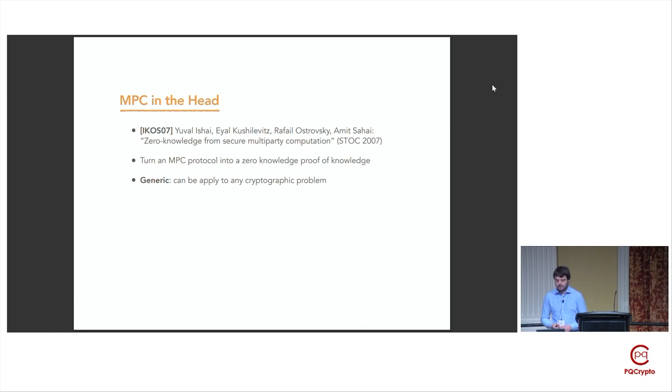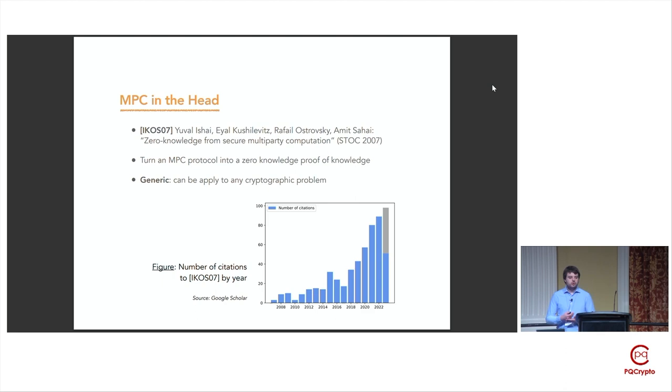As I said, the MPC in the Head framework is a technique to build such a zero knowledge proof. It had been introduced in the article of Ishai et al. in 2007. And it enabled us to turn an MPC protocol into a zero knowledge proof. And it has the nice property of being very generic. We can apply this transformation for any one-way function. For a long time, almost one decade, there was no practical instance of this framework. It was considered a theoretical result. But since around 2016-17, the framework has become more and more popular, and now we have very interesting schemes.